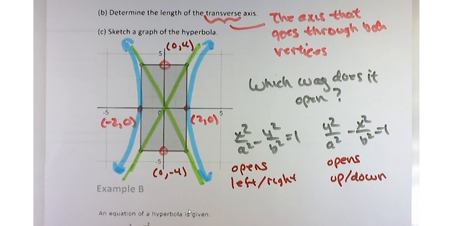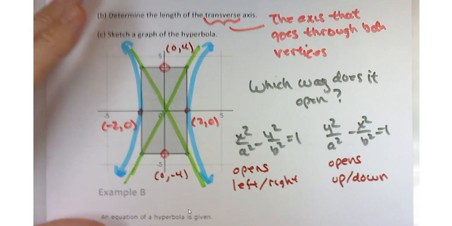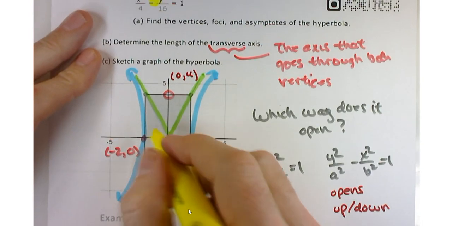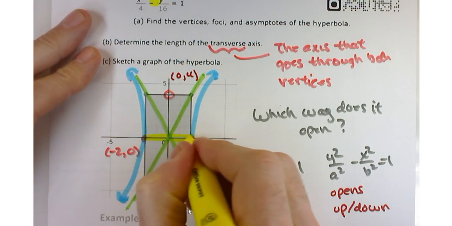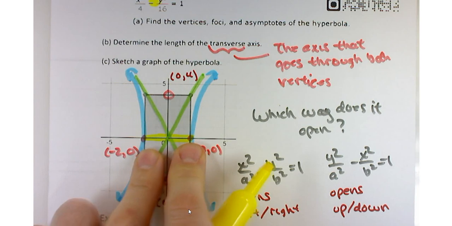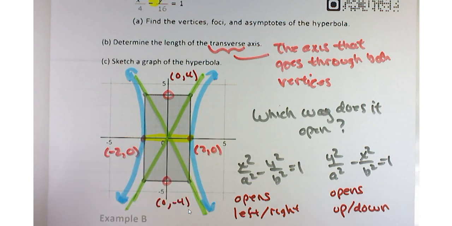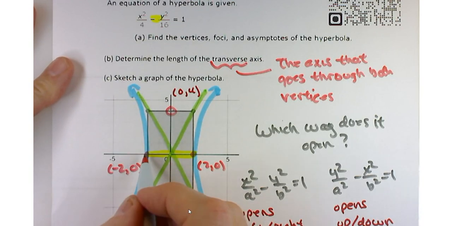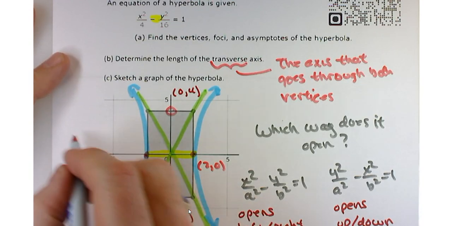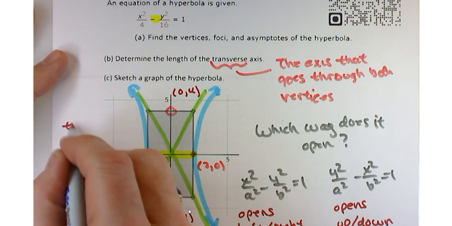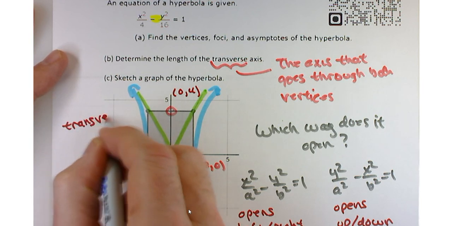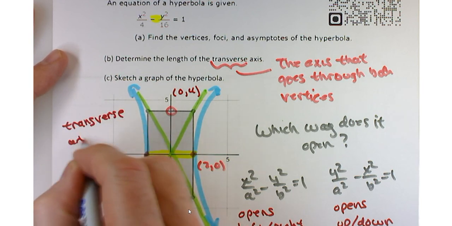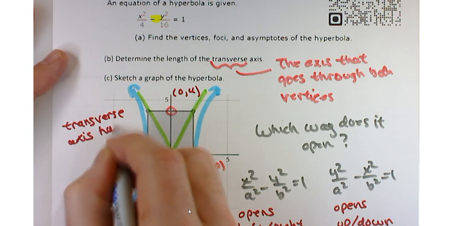There's one more thing that we'll tack on into this problem, that is the length of the transverse axis. And the transverse axis is the axis that goes through the center of your graph, and it links up both vertices of your graph. So in this case, the length of the transverse axis is the length from here to here, or a distance of 4. So the transverse axis has a length of 4.